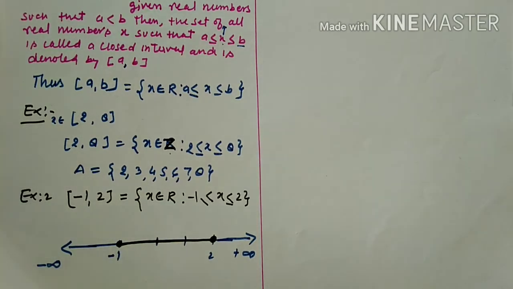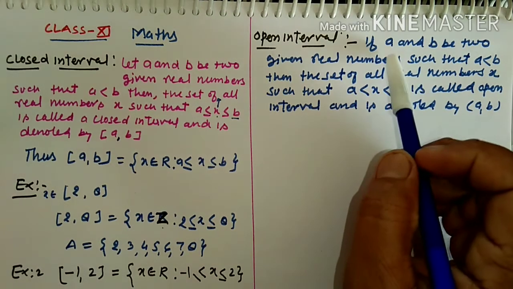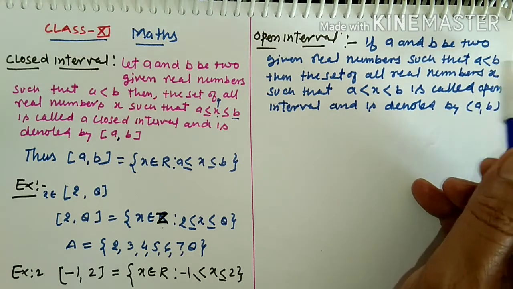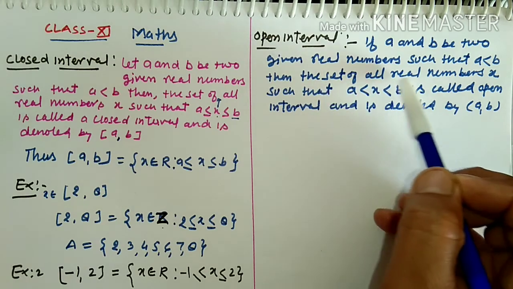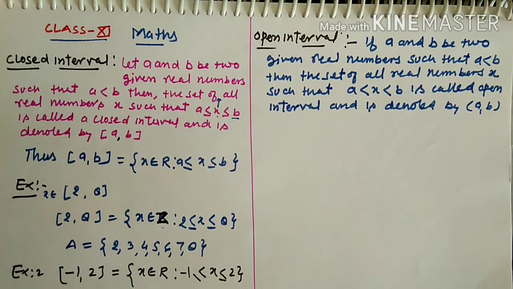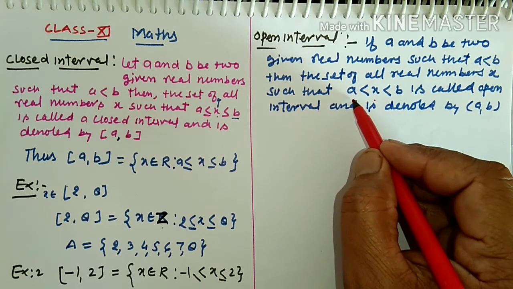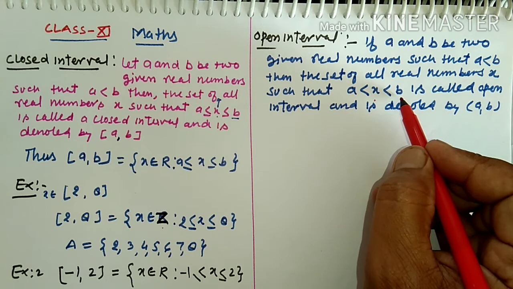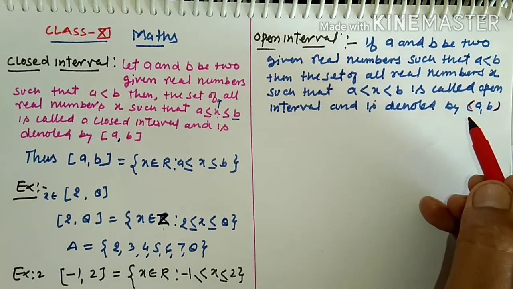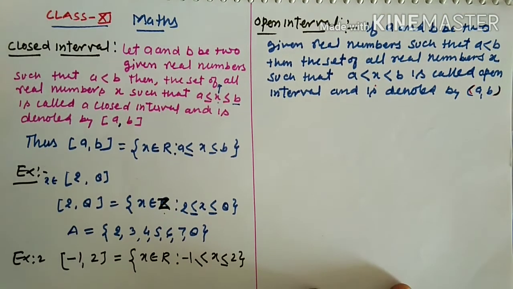Now next we will understand open interval. Okay students, open interval. So the open interval, if a and b are two given real numbers such that a is less than b again, then the set of all real numbers x such that, means x is any real number between a and b. How we denote it as x is greater than a and less than b is called open interval and denoted by this bracket. So you might understand the difference between these two.